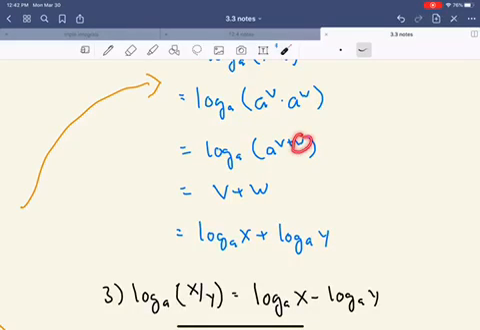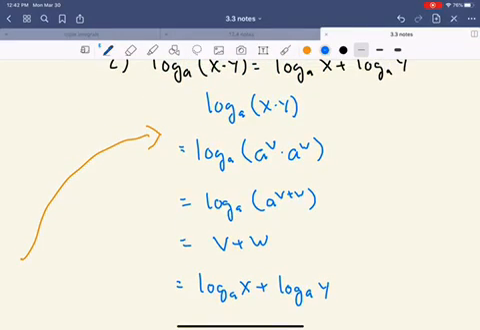My w is admittedly bad here. Let me make my w's a little better. There we go.